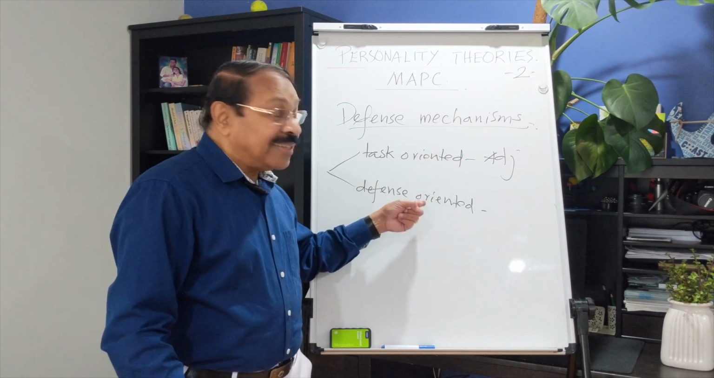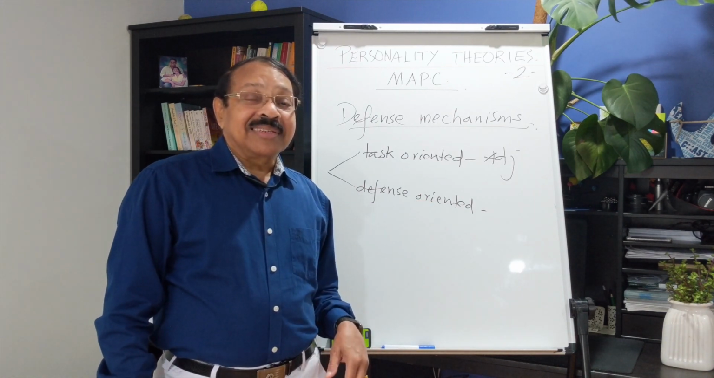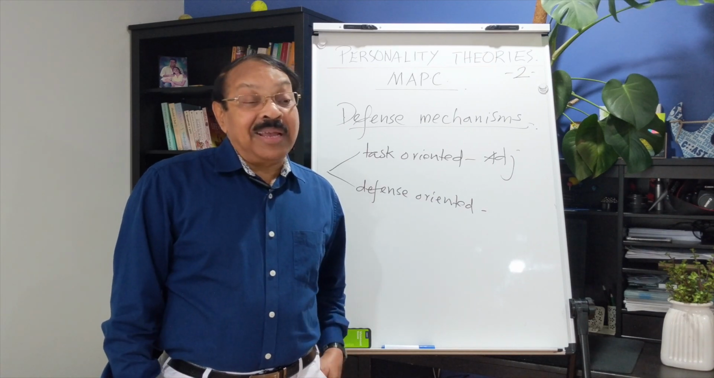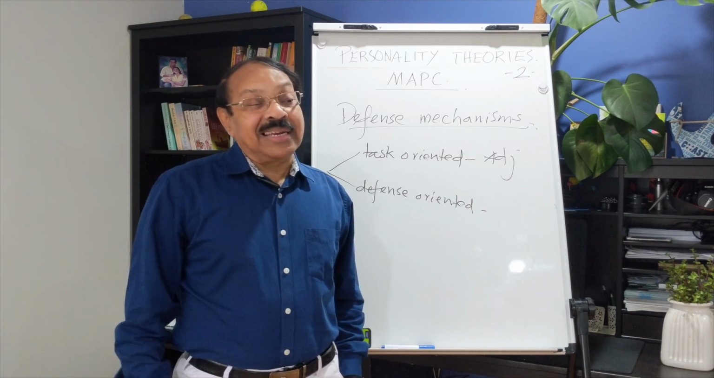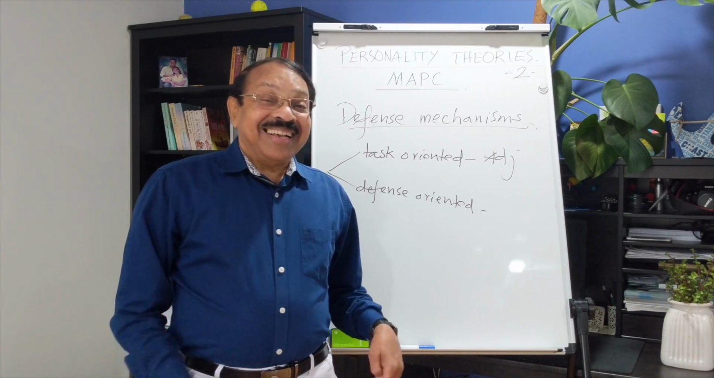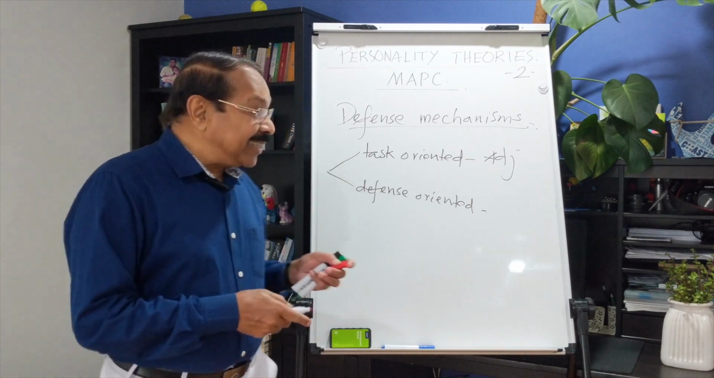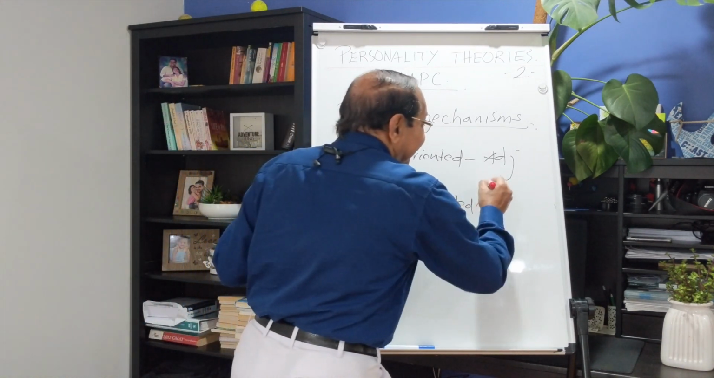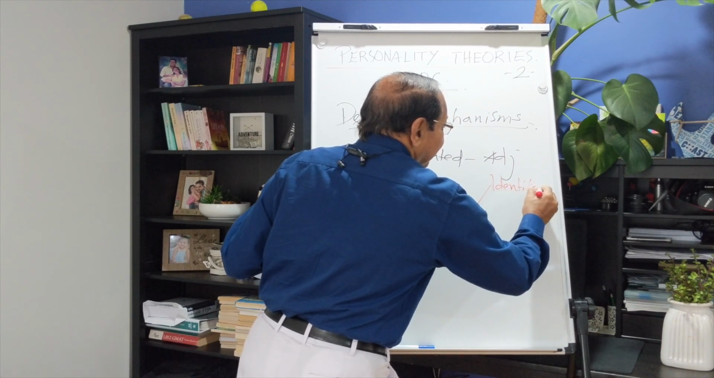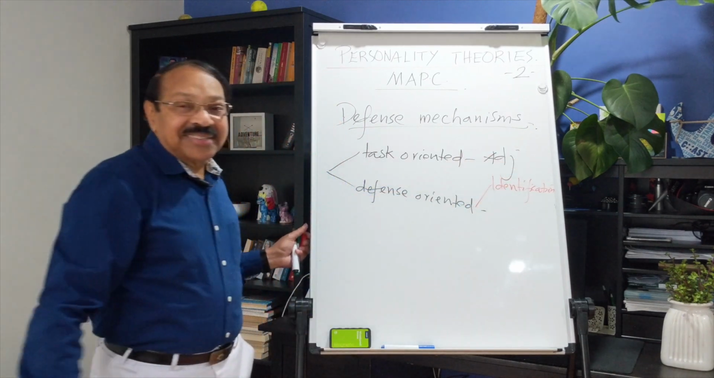But look at this. There are so many defense mechanisms. When failure is encountered, the person can say, "Oh, many of my classmates have failed. Only three passed." Here, he is identifying himself with the majority who failed. This is called identification. It's a defense mechanism.